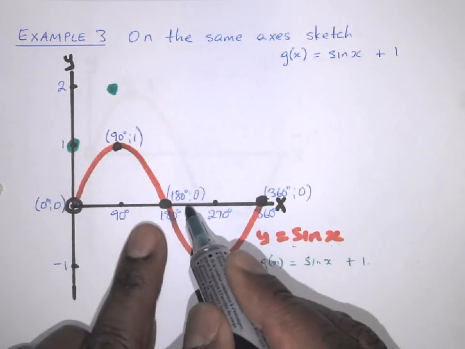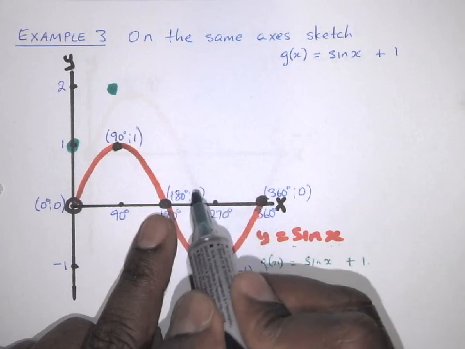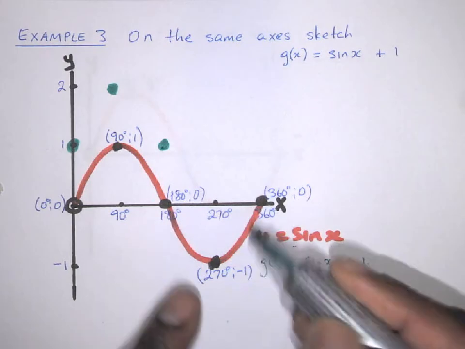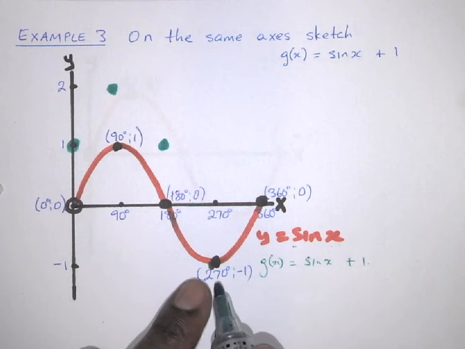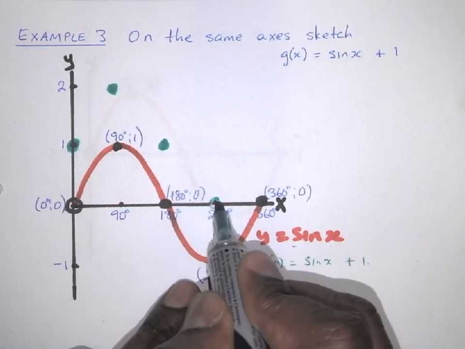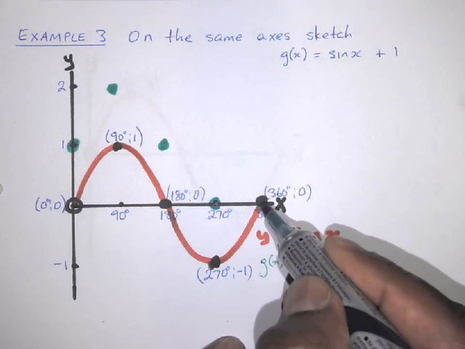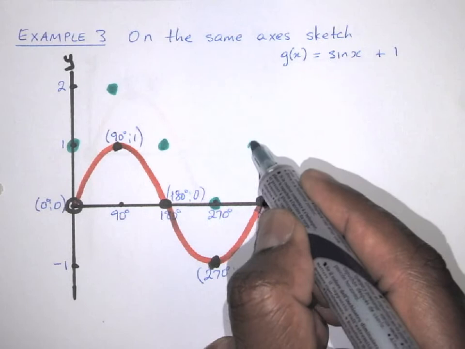If I add 1 to the y value on this point here, this would be 180, 1. 180, 1 is up there. If I add 1 to the y value here, minus 1 plus 1 would give us 0. So the point would be 270 degrees is to 0, the point over there. If I add 1 to the y value there, it would be 360 degrees is to 1. So the point would be there.